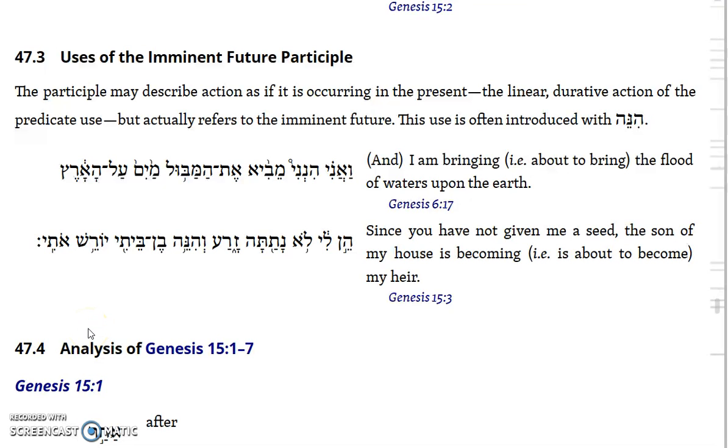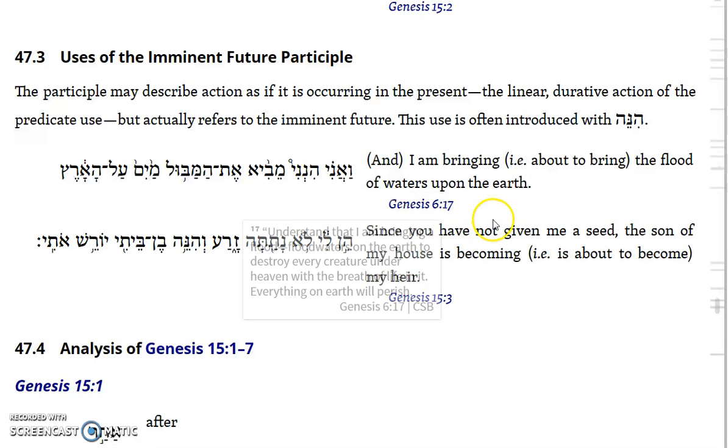Section 43.3, the use of imminent future participles. The participle may describe an action as if it were occurring in the present, the linear durative action of the predicate use, but actually refer to the imminent future. And this usage is often introduced with the particle hineh, translated sometimes "behold."